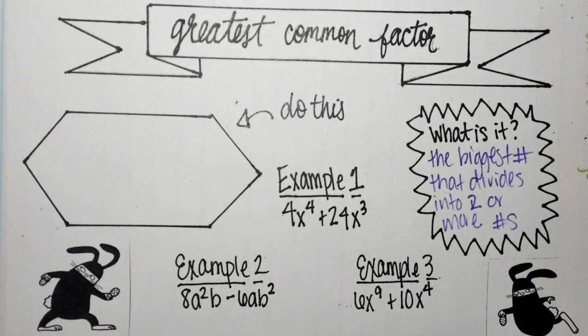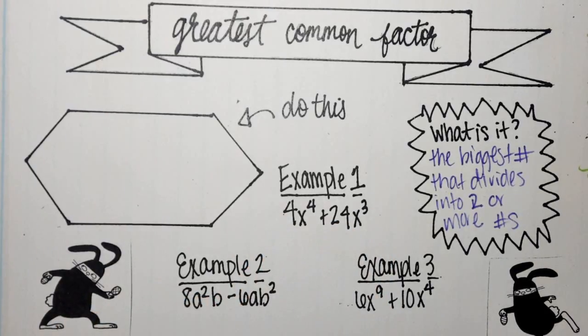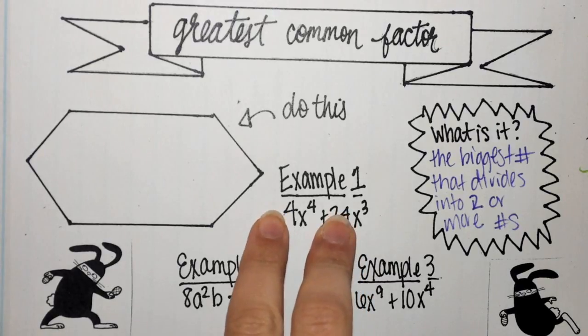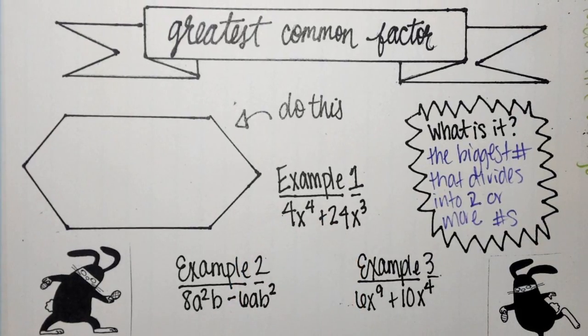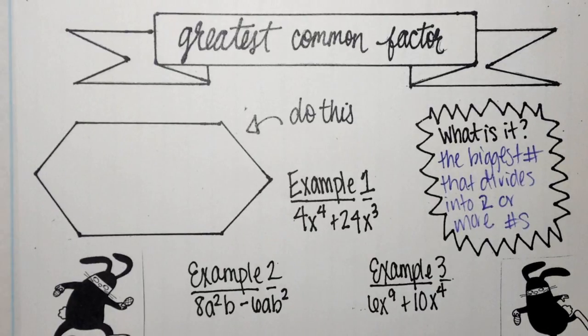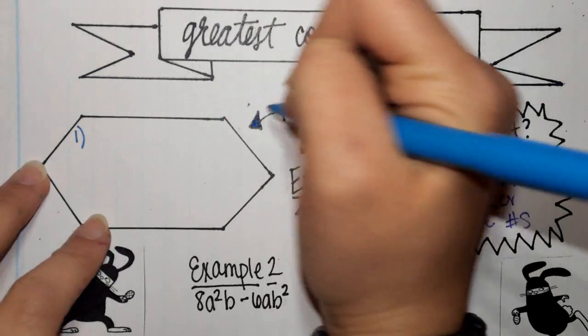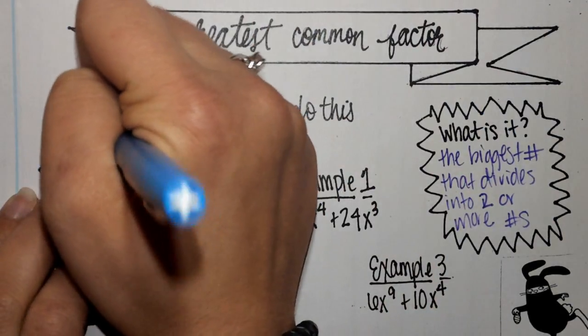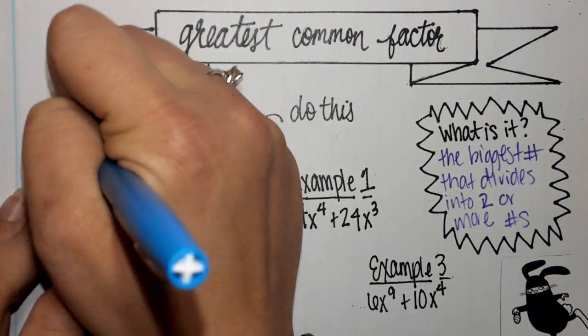So, not only do we have to find the greatest common factor of coefficients, we also have to find it of variables. The greatest common factor of 4 and 24 is 4. It's the biggest number that goes into it. 4 goes into both of those. Alright, so step 1. To find the greatest common factor of a polynomial, first you find the GCF of the coefficients.